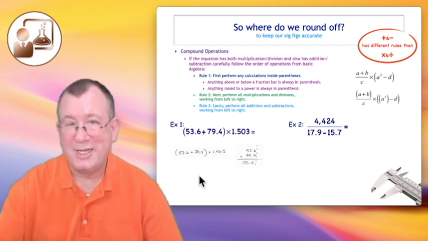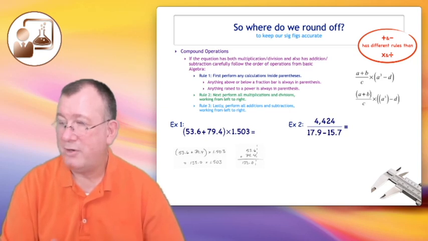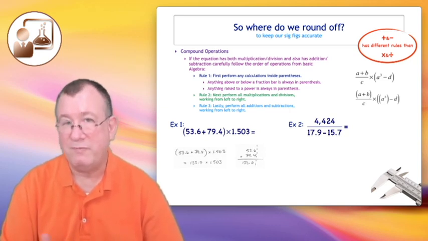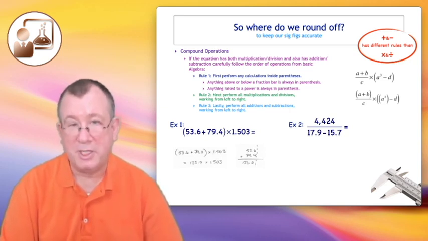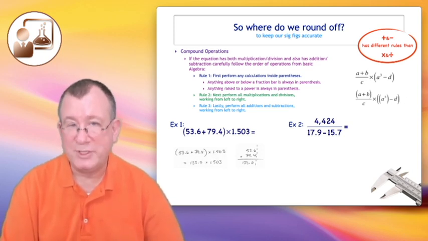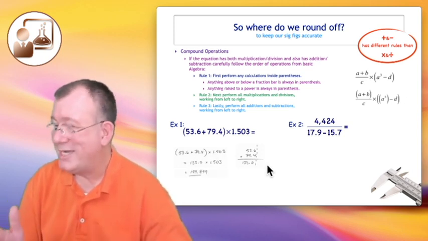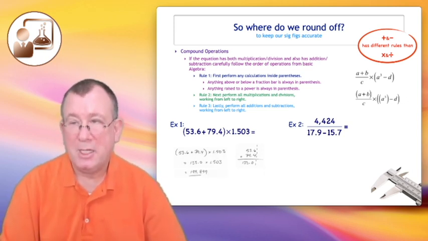So I do that calculation first, replace that in my equation, and now I have 133.0 times 1.503. Now I can do the multiplication. Multiplication is easy. Punch this into my calculator. I've got 4 sig figs times 4 sig figs. Whatever my calculator tells me. In this case, my calculator tells me 199.899. Okay, I can work with that.